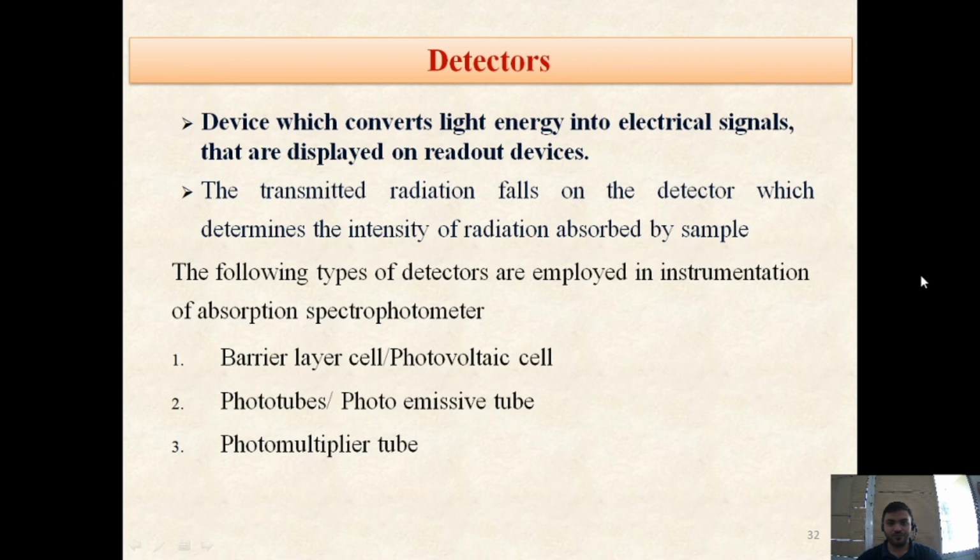Detectors. Detectors convert light energy into electrical signals that are displayed on readout devices. The transmitted radiation falls on the detector, which determines the intensity of radiation absorbed by the sample. The following types of detector are employed in instrumentation of absorption spectrophotometry. First is the barrier layer cell, that is photovoltaic cell. Second is the phototube, that is photoemissive tube. And third is the photomultiplier tube.